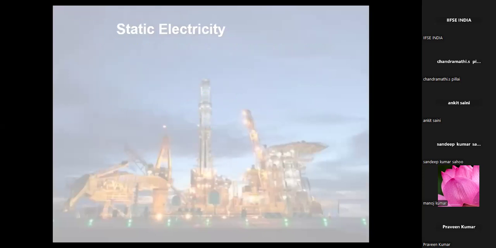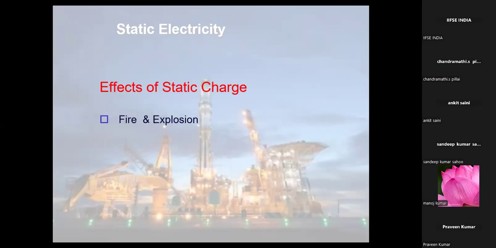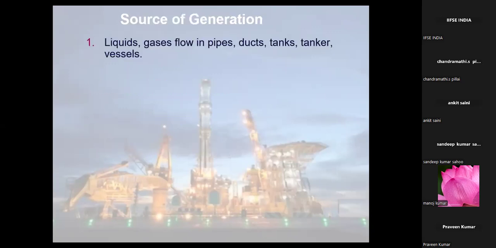Then effects of static electricity. It can cause fire and explosion, discomfort and possible injury to the person. Now, liquid and gas flow lines, as we have already said, tankers, ducts, and vessels, will develop static current. Now, how many of you are working in a pharmaceutical company? When the trucks bring different types of liquid, what is the procedure that you follow while unloading the truck?